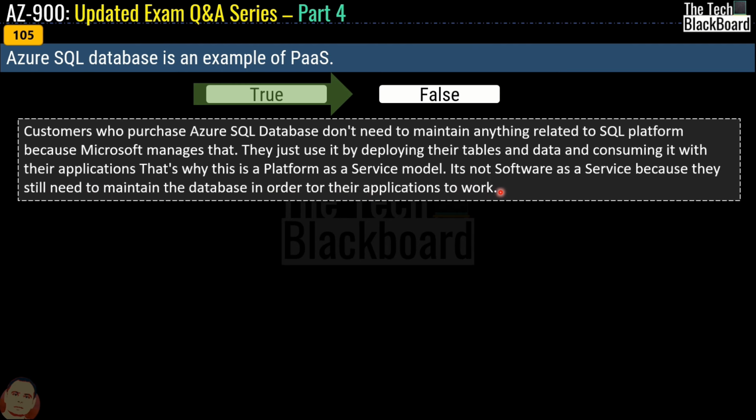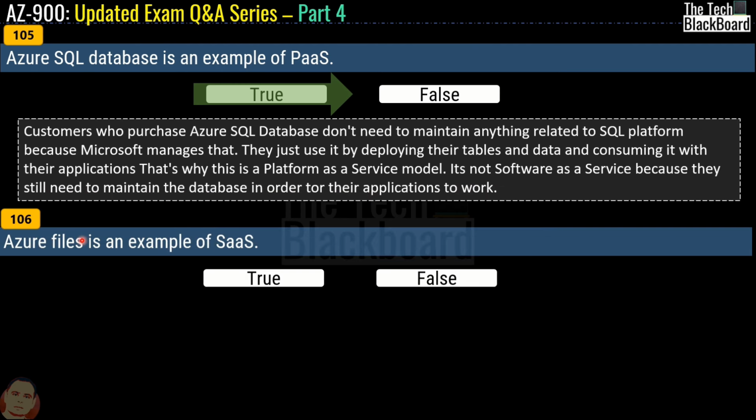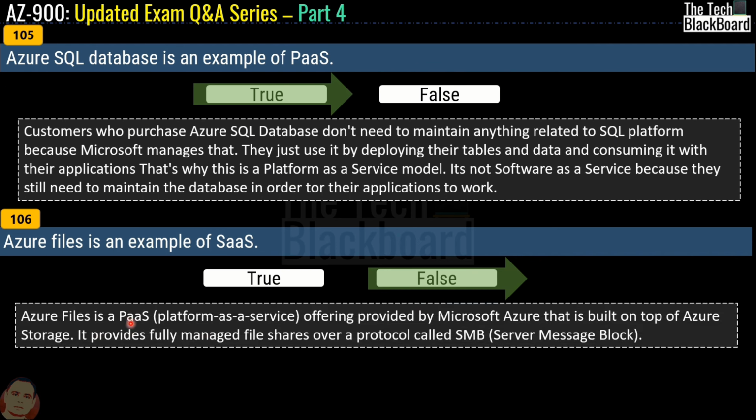Now let's move to question number 106, and this one says that Azure Files is an example of SaaS or software as a service. The correct answer for this question is false. And the reason for this one is that Azure Files is a PaaS or platform as a service offering provided by Microsoft that is built on top of Azure Storage. It provides fully managed file shares over a protocol called SMB or server message blocks.